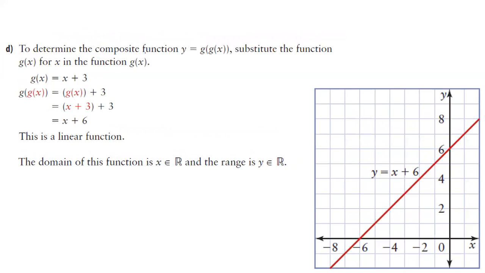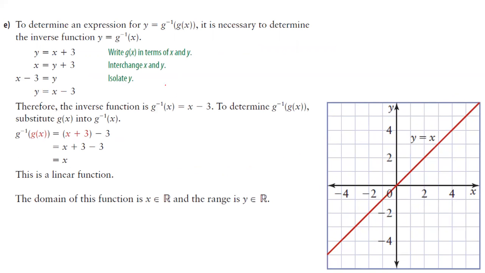Okay, next one. To determine the composite function y equals g of g of x, substitute the function g(x) for x in the function g(x). So g(x) equals x plus 3, right? And then g of g(x) equals g(x) plus 3, which is x plus 3 plus 3, which is x plus 6. X plus 6 is, of course, a linear function, right? Which can be easily sketched on the coordinates as shown on the right. The domain of this function is, of course, x belongs to the real number set, and the range is also the whole real number set, right?